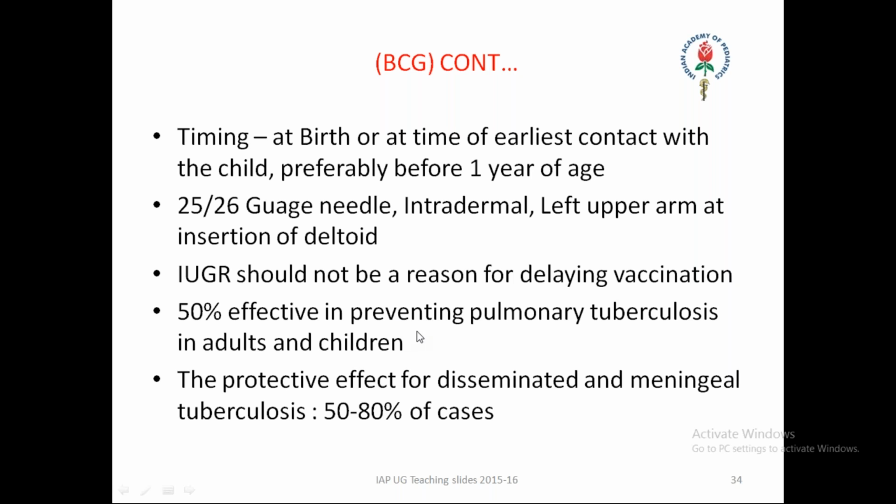So it is 50% effective in preventing pulmonary tuberculosis in adults and children, and the protective effect for disseminated and meningeal tuberculosis is 50 to 80%.